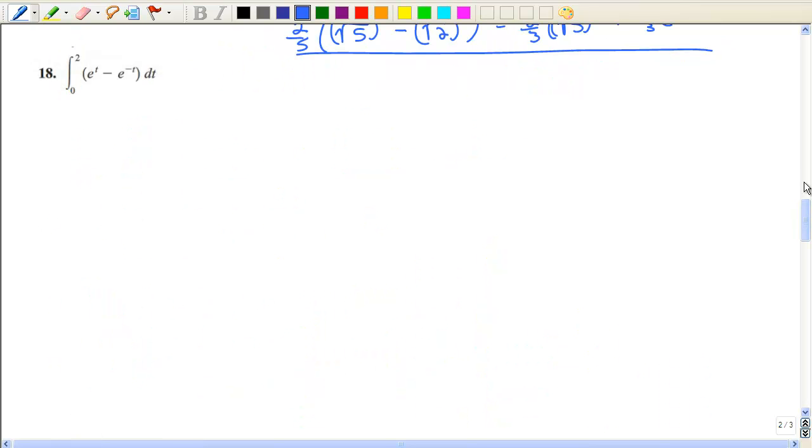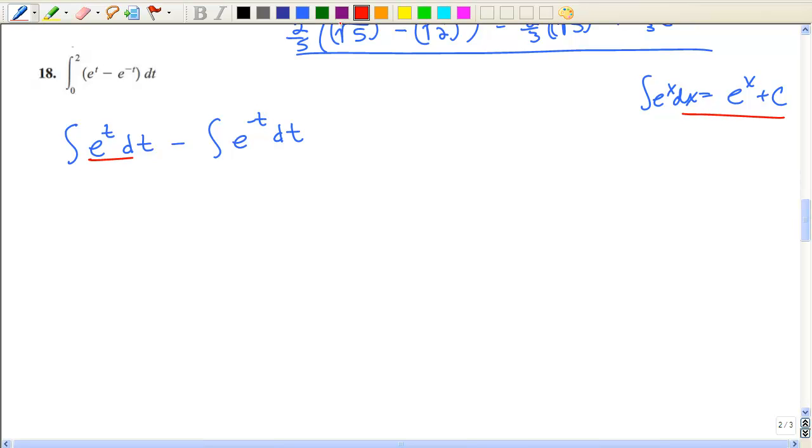Oh wow, we've got some e's. Let's just remember that the integral of e to the x dx is just e to the x plus c. So that's pretty easy. So if I rewrite this as the integral of e to the t dt minus the integral of e to the negative t dt, this one just fits our straight formula. This one we've got to do some u-substitution.